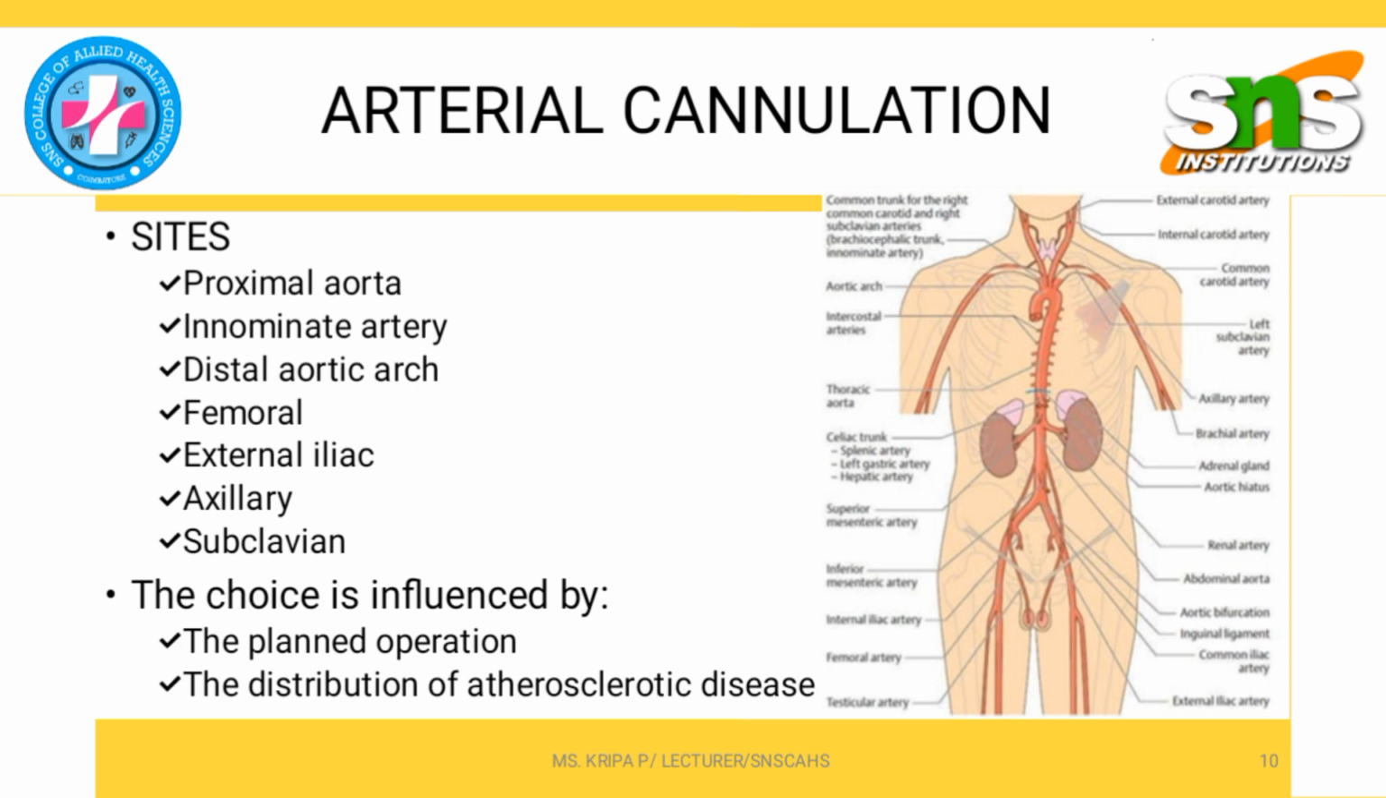Sites of arterial cannulation include proximal aorta, innominate artery, distal aortic arch, femoral artery, external iliac, axillary and subclavian. The choice is influenced by the planned operation and the distribution of atherosclerotic disease.